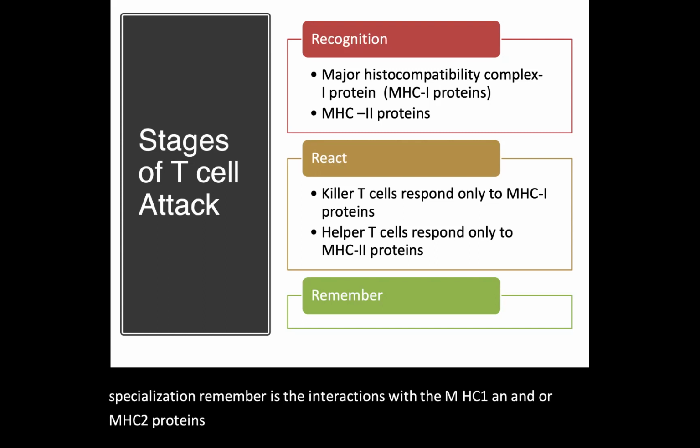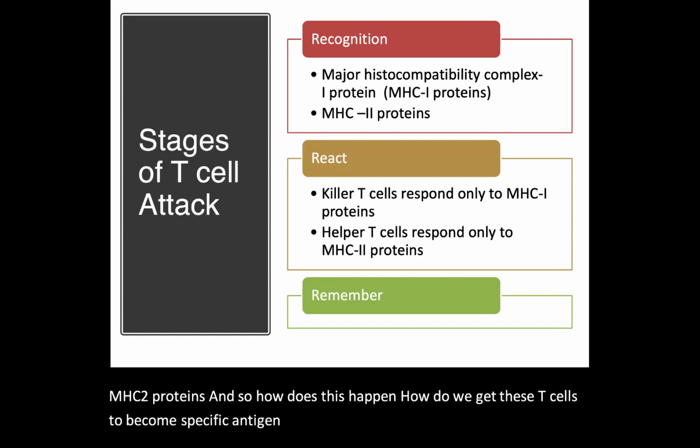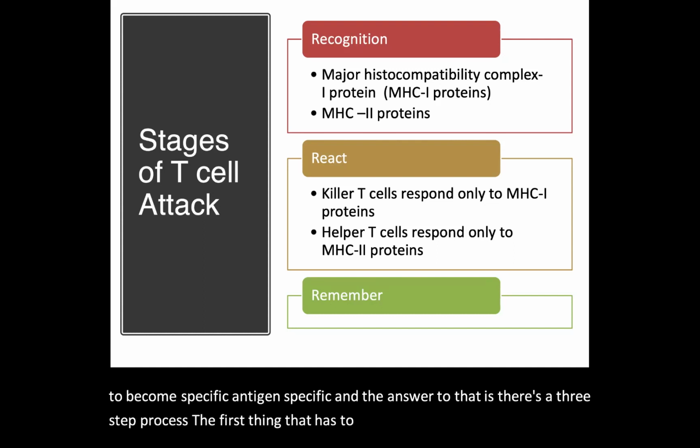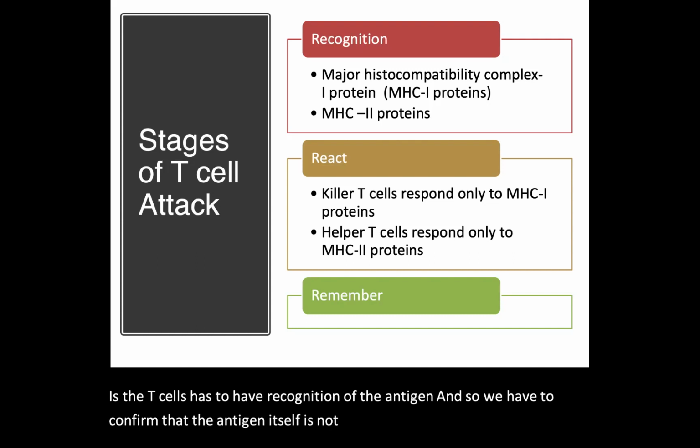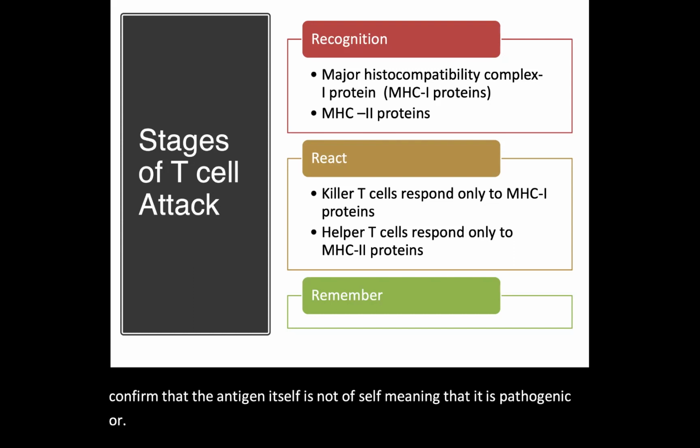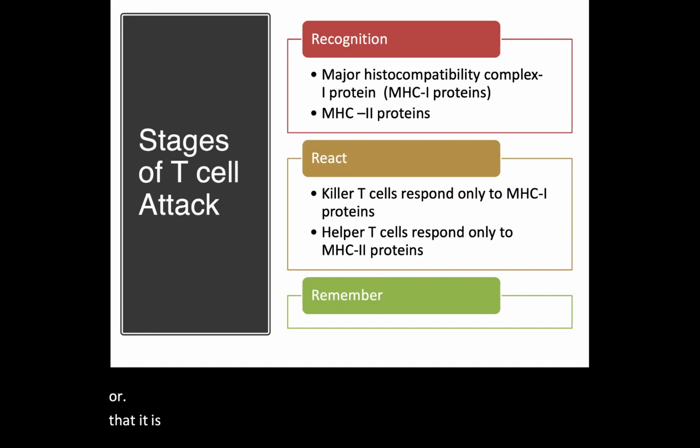And so how does this happen? How do we get these T cells to become antigen specific? The answer to that is there's a three-step process. The first thing that has to happen is the T cell has to have recognition of the antigen. And so we have to confirm that the antigen itself is not of self, meaning that it is pathogenic, or that it is a mutation or an altered form of an antigen or a protein that is self. And so that's step one.